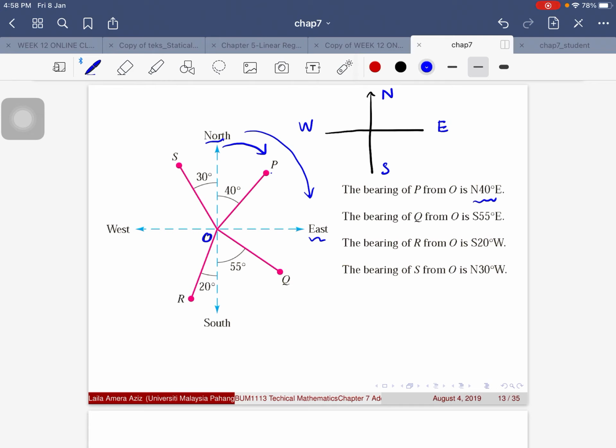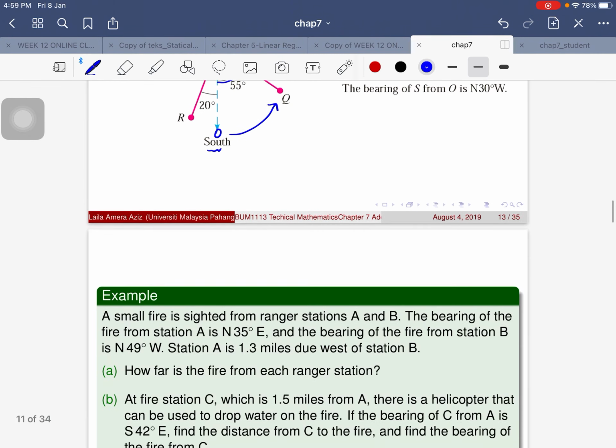If I were to pick another one, for example Q, the bearing of Q from O. This is O, where we start, and we're going to move to Q. Upon moving to Q, it's a 55 degree direction, and we go from south towards east. So it's going to be south 55 degrees east. That's how we tell: this is where you start and this is where your direction is heading towards. You start from south and you're heading towards east. That is how you read the bearing direction.